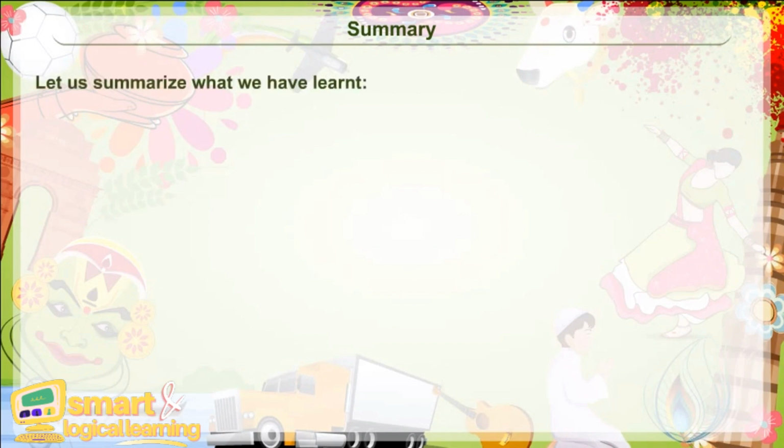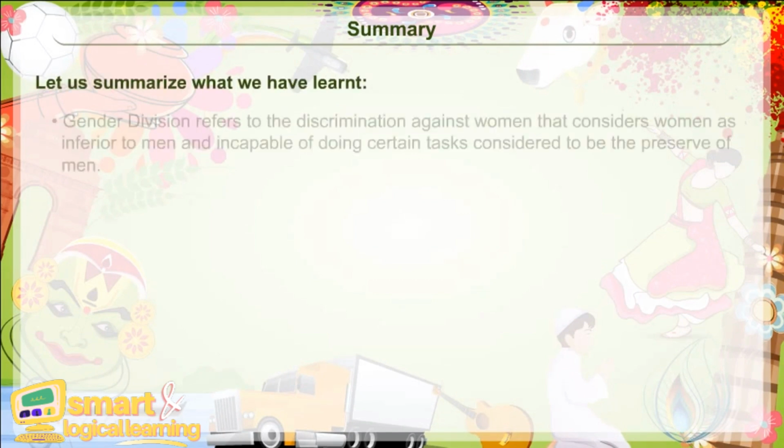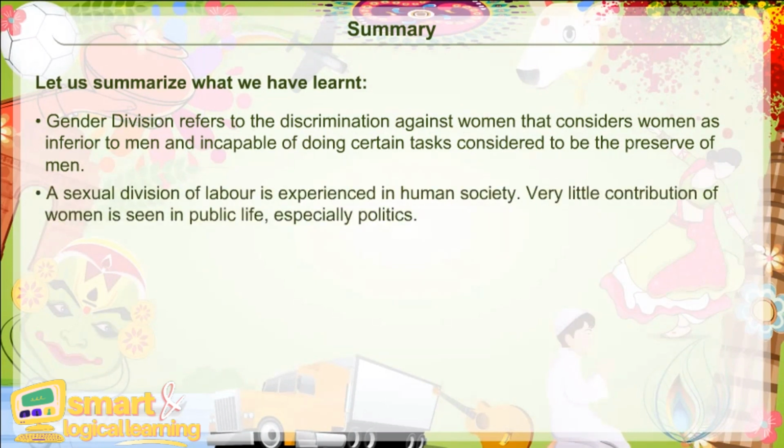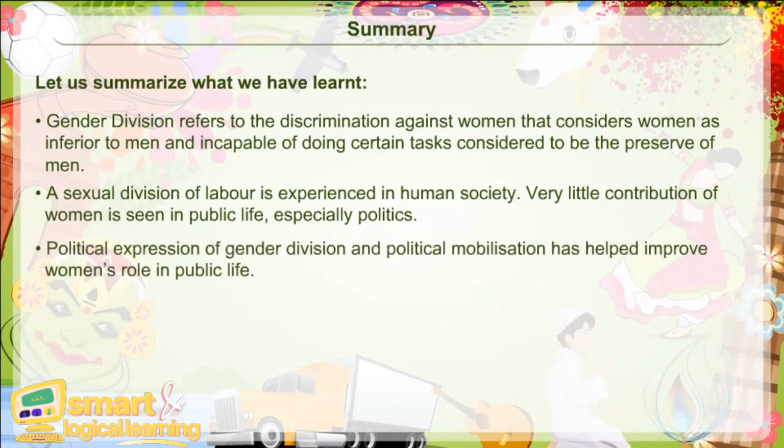Summary. Let us summarize what we have learned. Gender division refers to the discrimination against women that considers women as inferior to men and incapable of doing certain tasks considered to be the preserve of men. A sexual division of labor is experienced in human society. Very little contribution of women is seen in public life, especially politics. Political expression of gender division and political mobilization has helped improve women's role in public life.